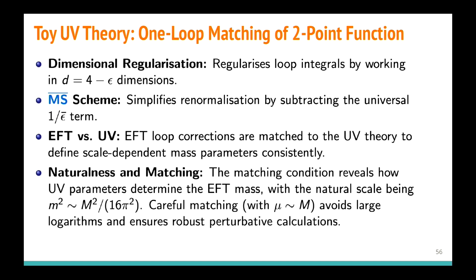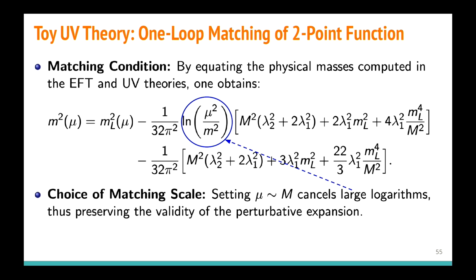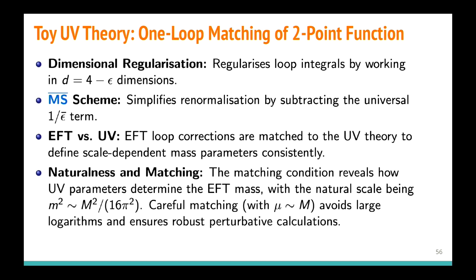So here we see scale dependent mass parameters, and now coming to naturalness, the matching condition reveals how these UV parameters determine the EFT mass, with the natural scale being m squared of the order of m squared by 16 pi squared. So how is this 16 pi squared coming? This term falls off when we choose mu going to m. Then this term, basically m squared by 32 pi squared, means we can actually see that the mass is of the order of m squared by 16 pi squared. So that is basically the natural scale.